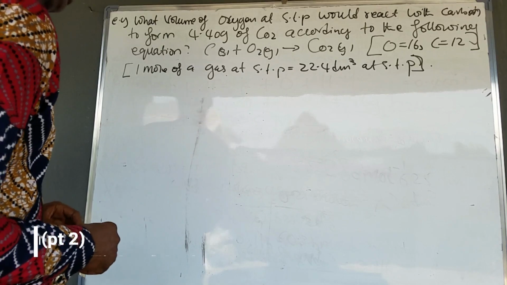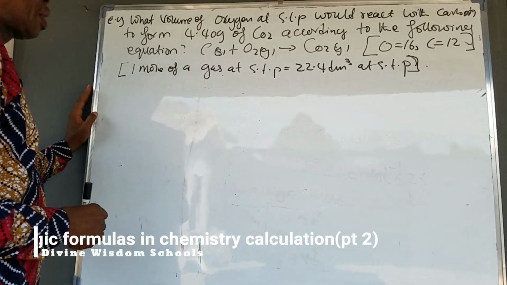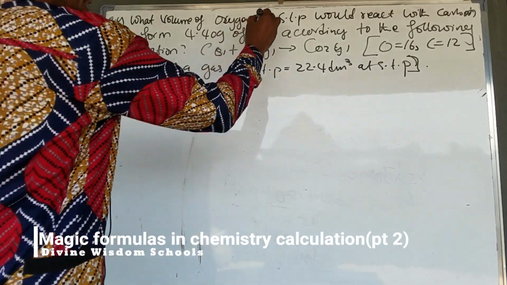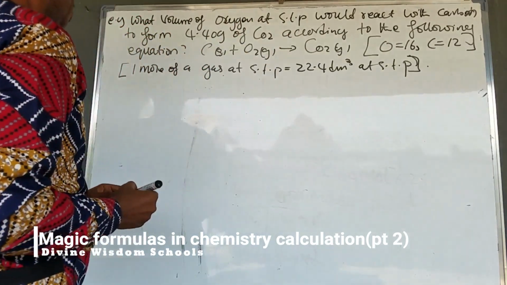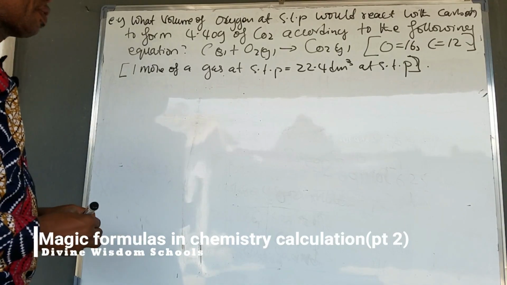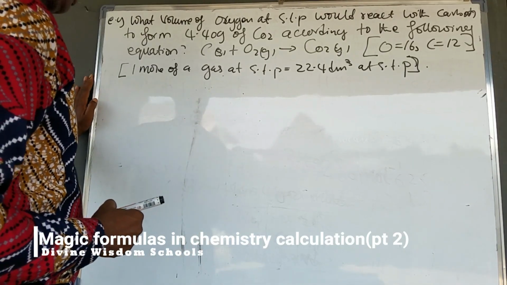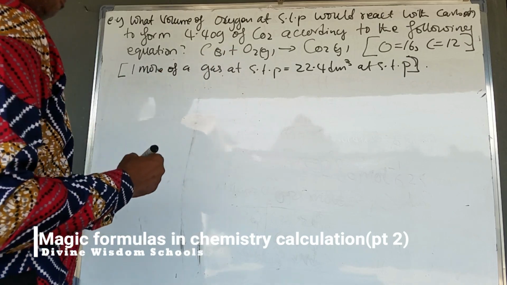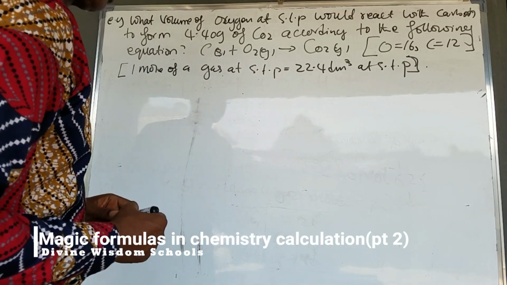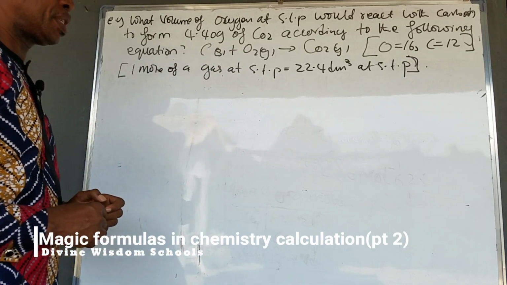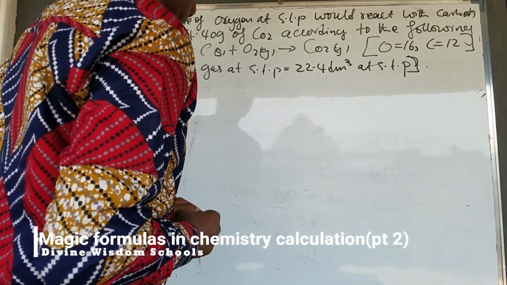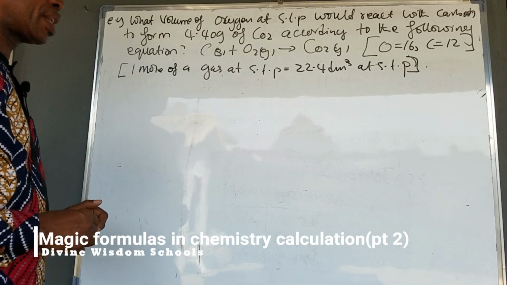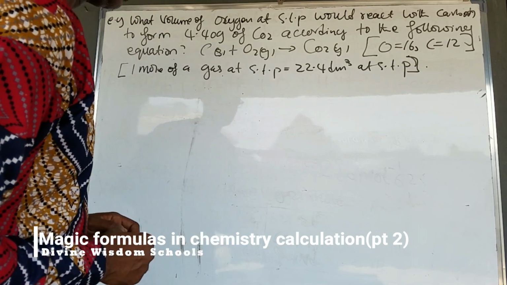Now let's see another interesting SSCE question, particularly from WAEC. They say, what volume of oxygen at STP will react with carbon to form 4.40 grams of carbon(IV) oxide according to the following equation? Carbon solid plus oxygen gas giving you carbon(IV) oxide gas. And they gave us the RAM of oxygen as 16 and carbon as 12. They also told us that 1 mole of a gas at STP is 22.4 dm³ at STP.